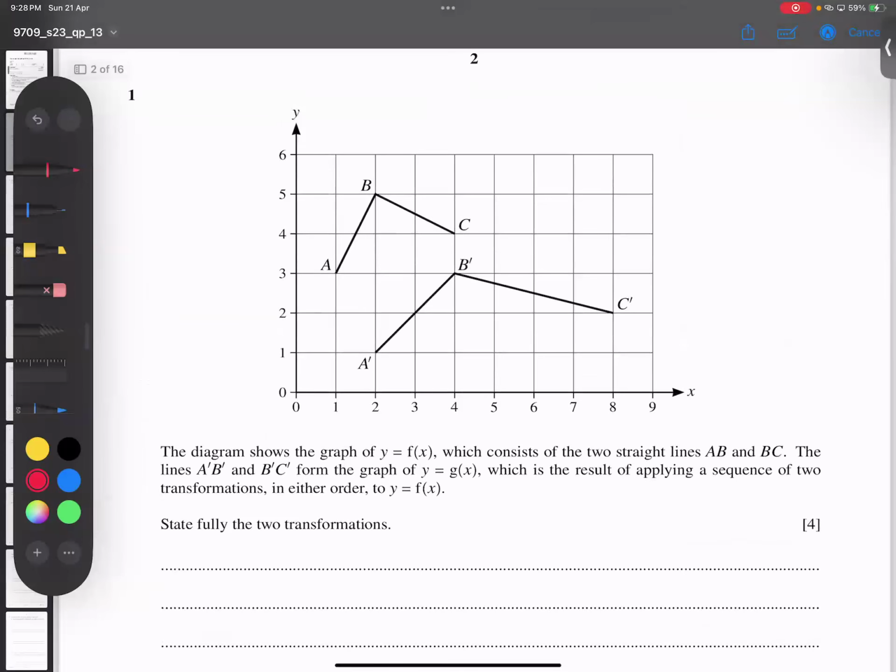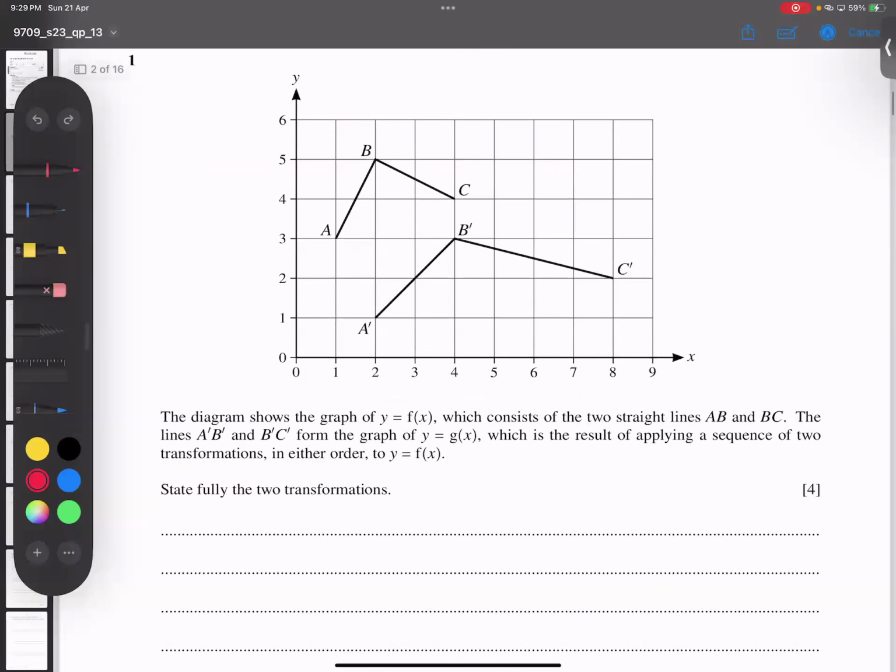Question number 1. He's asking here that we have a function f, this ABC, and this function g is A dash, B dash, C dash. So he's saying to give the result of applying a sequence of two transformations which shifts this diagram to this diagram, and to state fully the two transformations. So let's see how we can do it.